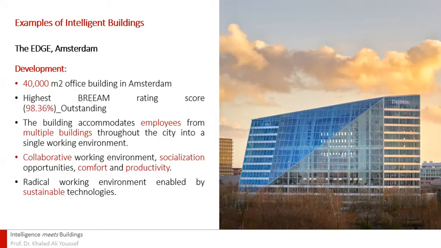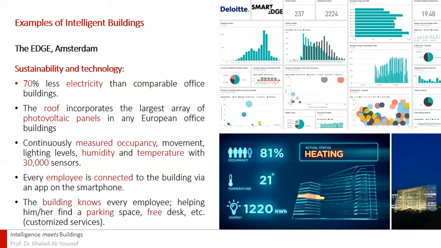Another example is the Edge building in Amsterdam. It is a 40,000 square meter office building. The building has the highest BREEAM rating score of about 98% to be classified as an outstanding building. The building offers its employees collaborative working environments, socialization opportunities, comfort, and productivity. Most important is the use of sustainable technologies. Features of intelligence are strongly correlated with sustainability in this building.